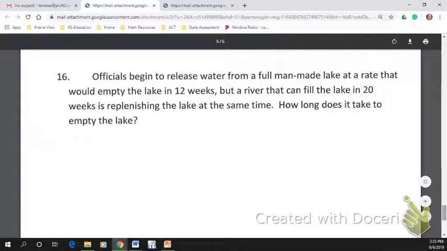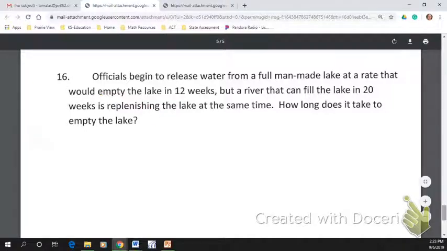So what they're saying here is they're releasing water from the dam. And if they release water from the dam, that would empty the lake in 12 weeks if nothing else was pouring into it. It never rained, the river wasn't running into it, okay? But we do have a river on the other end, and if the dam is completely closed up, it'll take 20 weeks to fill the lake at that rate, okay?